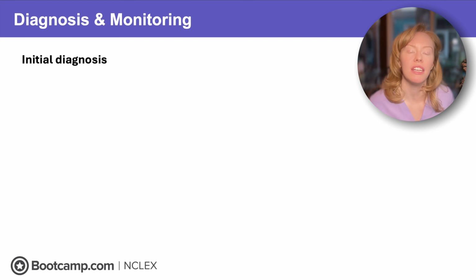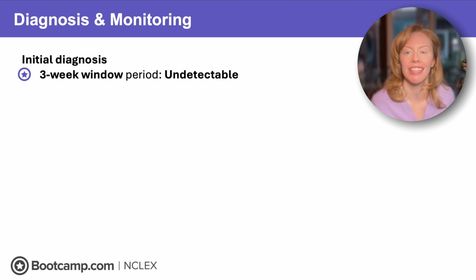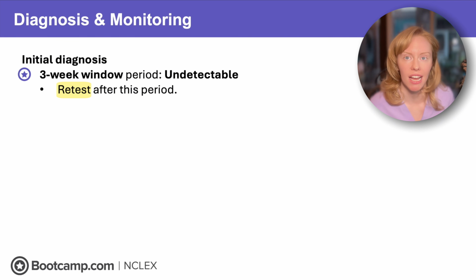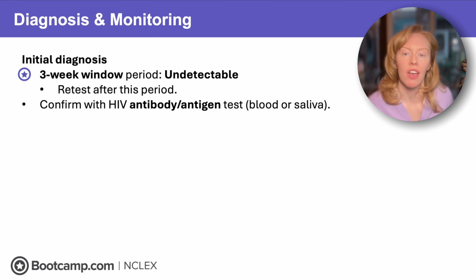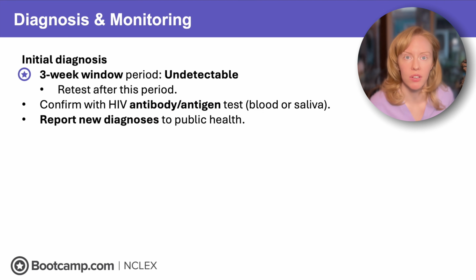So in the initial diagnosis, it's important not to forget that there is a 3-week window period after infection where the virus is still undetectable. So if a patient is requesting an HIV test during that time, we can offer it, but it's important to teach them that we will need to retest after this period to make sure it wasn't just too soon. And HIV infection is confirmed with HIV antibody and antigen testing of blood or saliva. And this is a reportable illness, so we need to report all new diagnoses to the local public health authorities for contact tracing purposes.